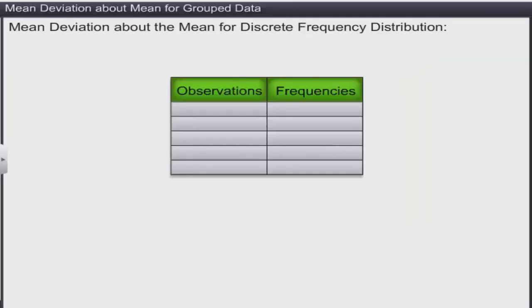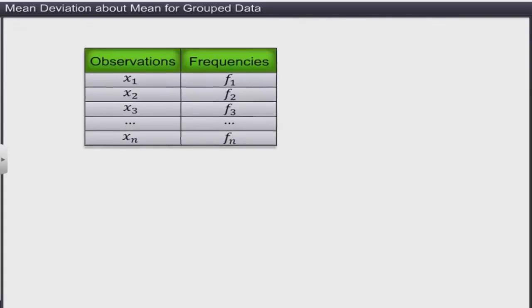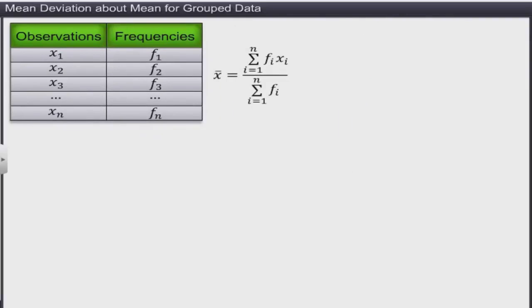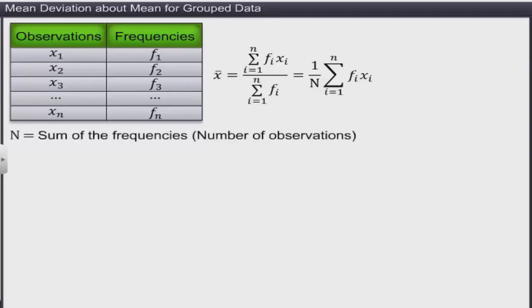Let's begin with finding the mean deviation about the mean for discrete frequency distribution. Let x1, x2, x3, and so on, up to xn, be the n observations with frequencies f1, f2, f3, and so on, up to fn respectively. The mean x bar of the data is equal to the sum of the products of the observations and the respective frequencies, whole divided by the sum of the frequencies. Here n is the sum of the frequencies.